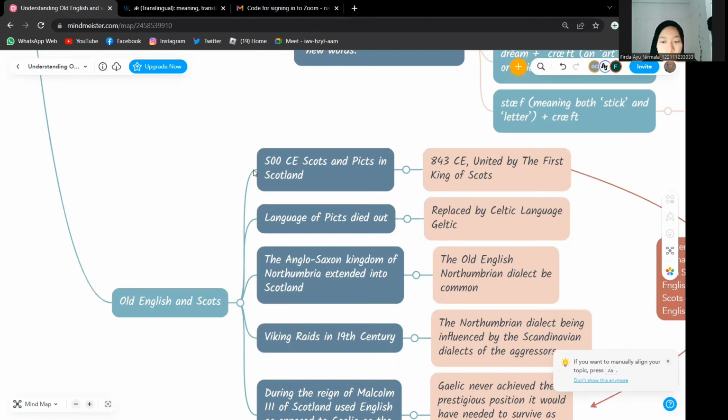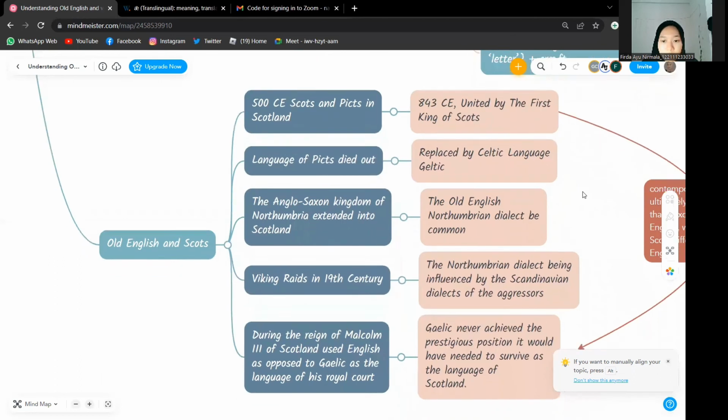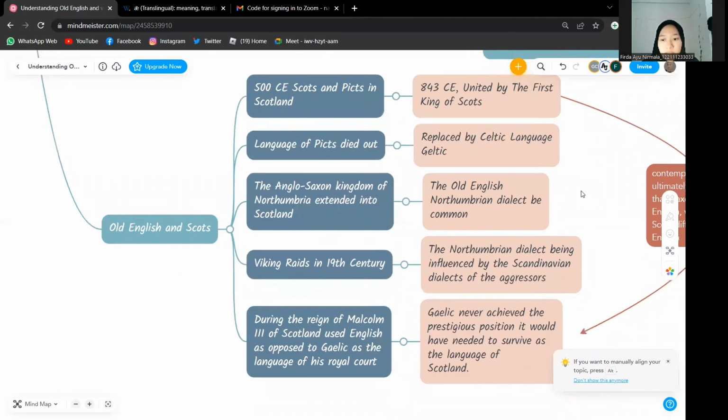However, the Anglo-Saxon kingdom of Northumbria extended into Scotland, which resulted in the Old English Northumbrian dialect becoming common on the English-Scottish border. And then in the ninth century, Viking raids attacked Northumbrian settlements, and eventually Northumbrian dialects were influenced by the Scandinavian dialects of the Vikings.